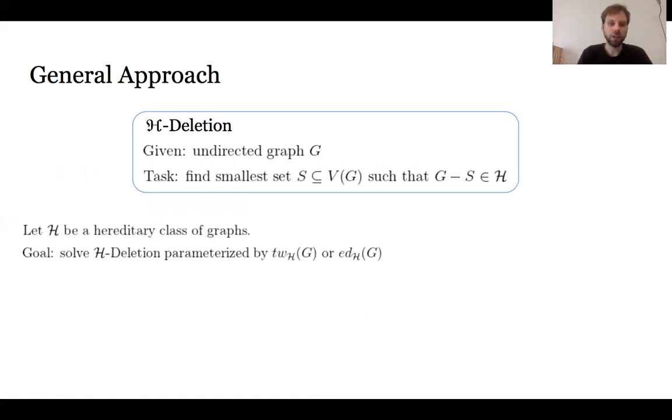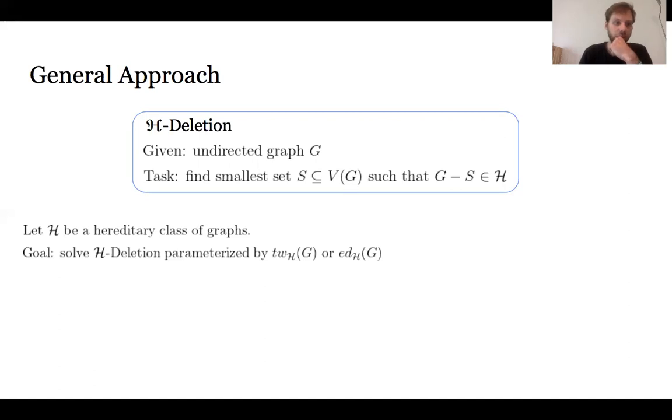We can consider this problem for any hereditary graph class H, and similarly as we defined odd cycle transversal, in such a problem we ask for a smallest set of vertices whose removal makes the graph belong to the class H. And our goal is to solve H deletion parameterized by H triwidth or H elimination distance, which would give stronger parameterization than the parameterizations known so far.